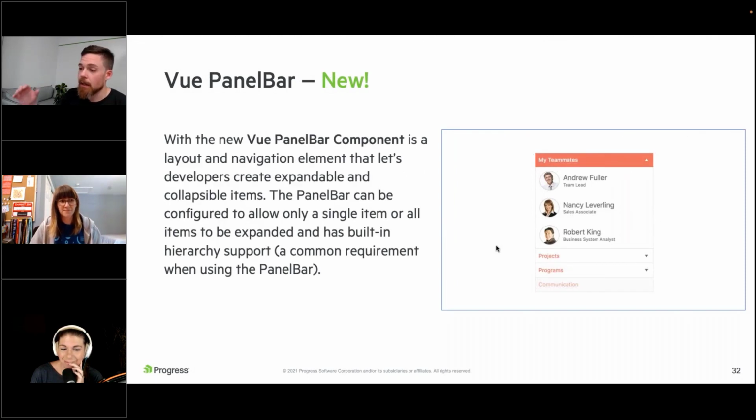The panel bar is also known as the accordion. You can see it over here on the right-hand side. It just gives you an easy way to list groups of folks. So for example, here you see my teammates and their projects, programs, communication. So it gives you the ability to have an area that you can expand and collapse that has some particular content in it, usually used for some form of navigation.